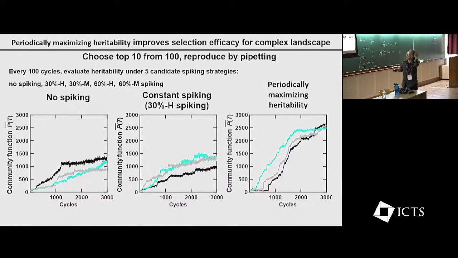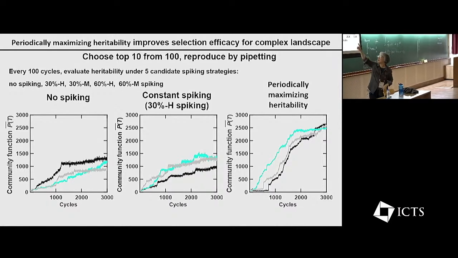Oh yeah, so for every 100 cycles, I will take some extra time to test, because the community has been meandering in the landscape that I cannot see. So I want to make sure the strategy is not outdated. So every 100 cycles, I will try these different strategies.